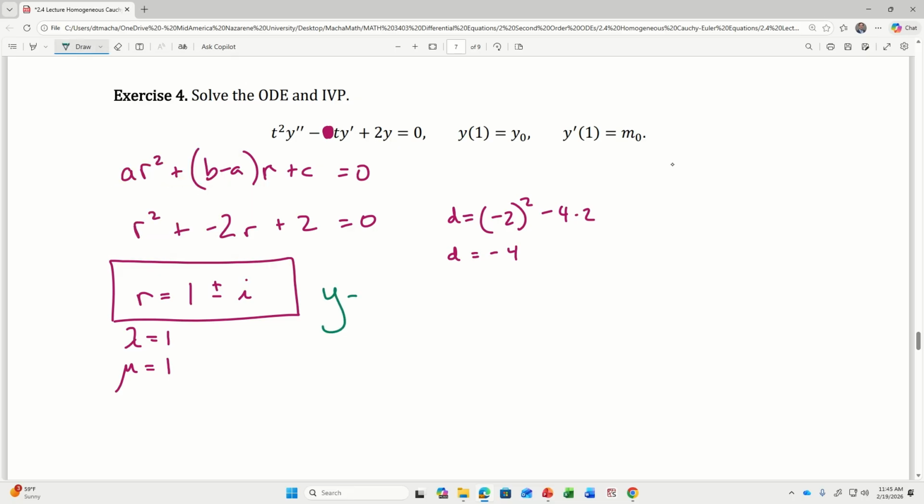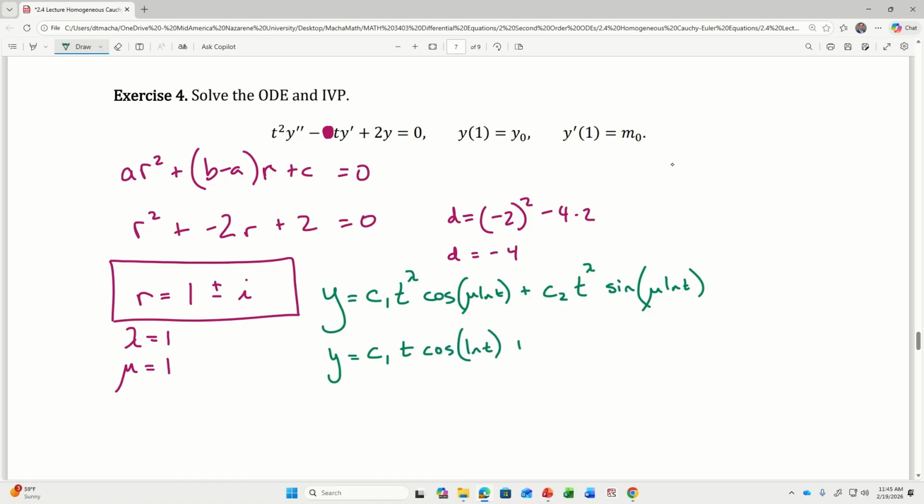I have to write my general solution as C1 t to the power lambda cosine of mu natural log t plus c2 t to the power lambda sine of mu natural log t. Lambda is 1 and mu is 1, so that means I have c1 t cosine of natural log t plus c2 t sine of natural log t. Now let's worry about the initial value problem.